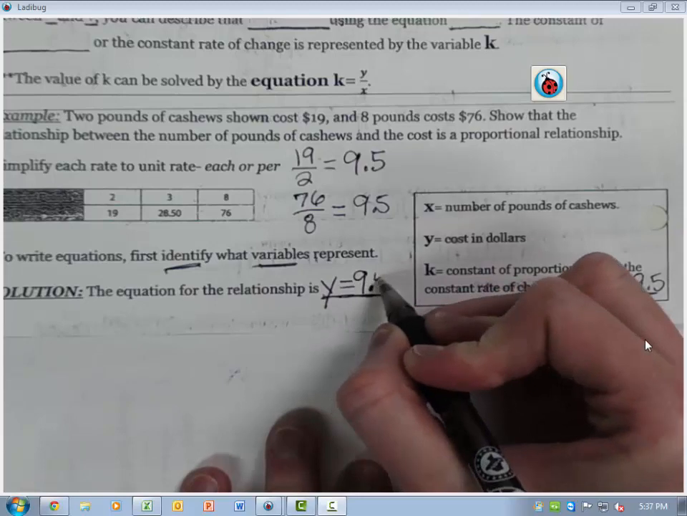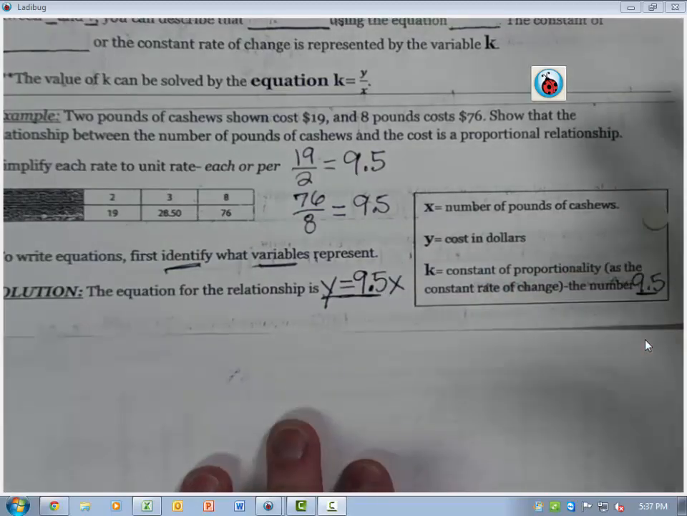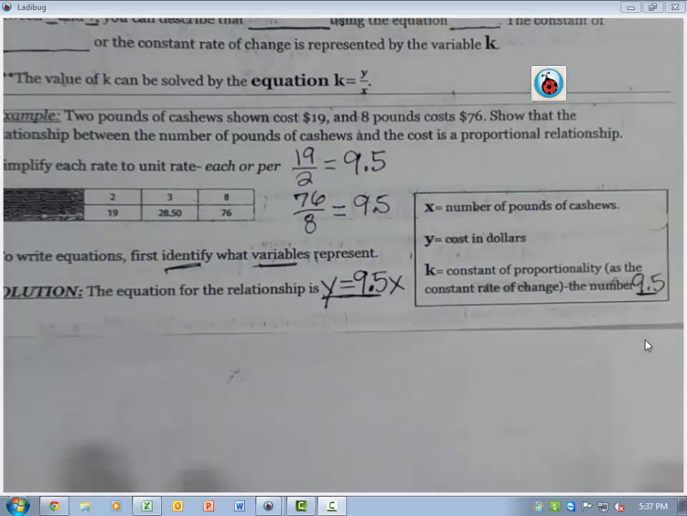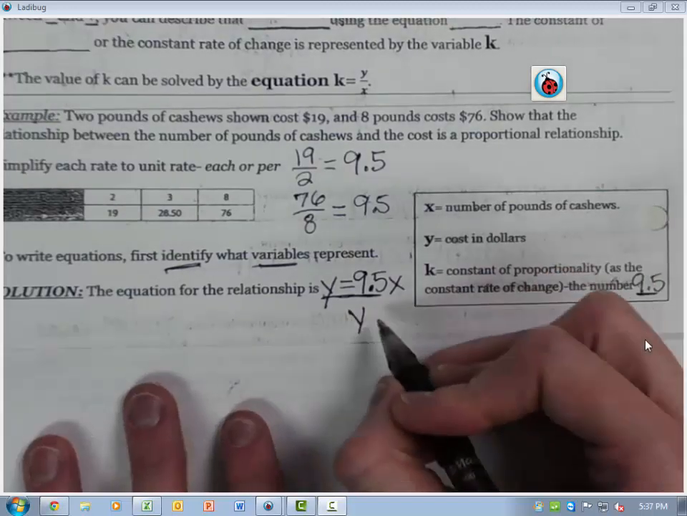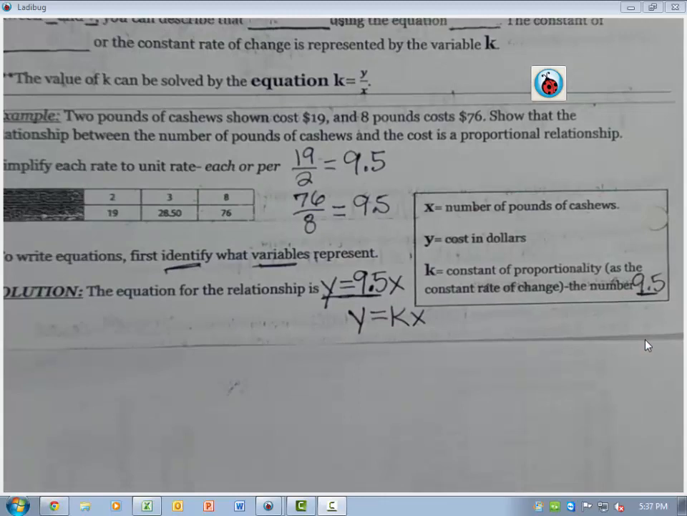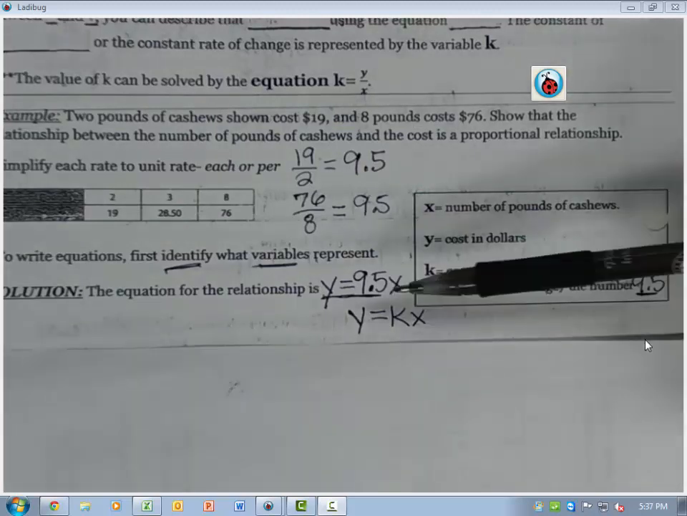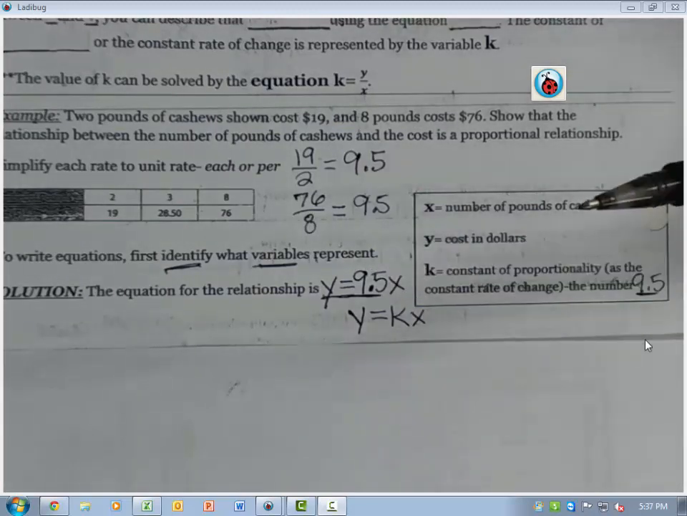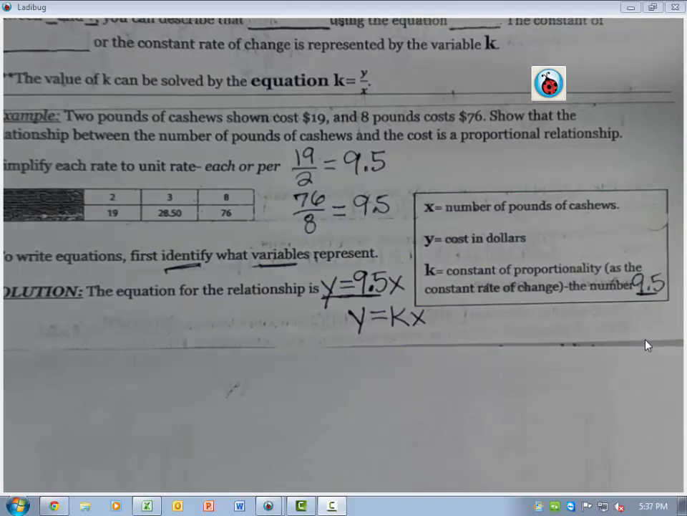Now, Ms. Smith, how did you get that? Remember, our equation can be represented as y equals k times x. We just replace the k and that's it. So our constant rate, or our constant of proportionality, is 9.5, so you just replace k with it, because that's what k represents for this problem. Okay, let's try one by ourselves and then we're done.